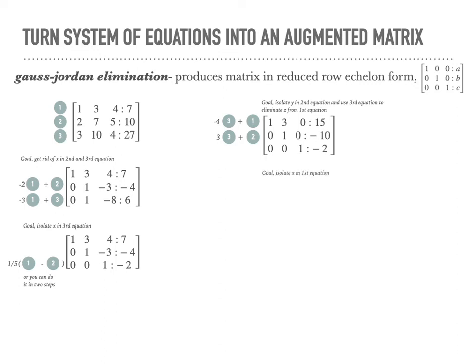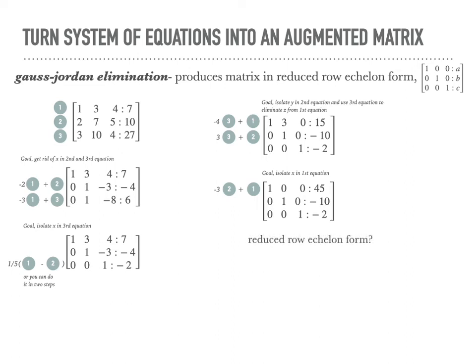And now all we have to do, since we already have the second and third equation ready, is we just have to isolate x in the first equation. And we can do that by doing negative 3 times equation 2 plus equation 1. By doing so, we're just eliminating the y value from equation 1 and therefore isolating x.